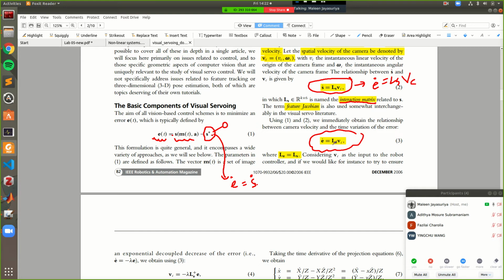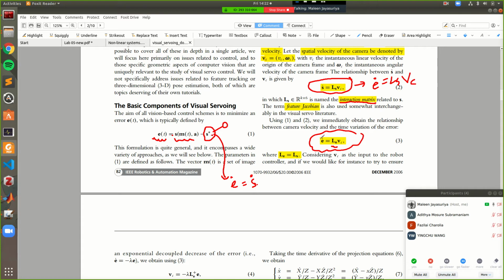But that relationship is governed by this interaction matrix which we don't know, right? So they've said LE here, and then they said LE is equal to LS because of this relationship, right? So now we have this relationship between the velocity of the control, velocity of the gripper or the velocity of the camera, and the change in the error dynamics of the system, right? So now the question is, what is this LE, right?